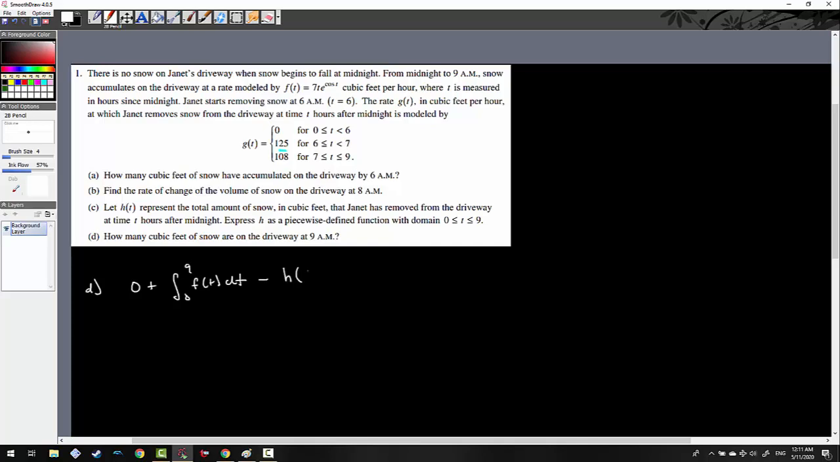h of 9. Now, if you're wondering why the h is not in an integral, remember, in part C, we determined that h was the result of the integral of g. So by taking h at its value, we are finding the total amount of snow that had accumulated from 0 all the way through 9. And so you just do this in the calculator. Once you figure all this out, you get 26.334.